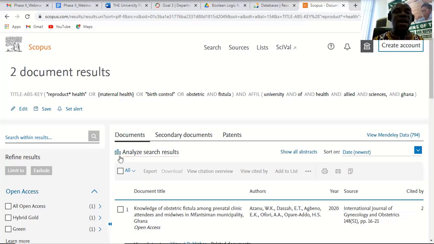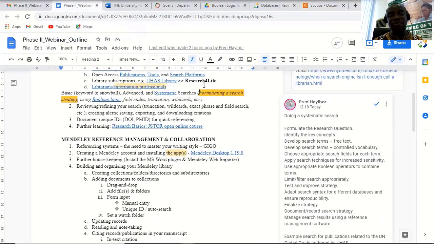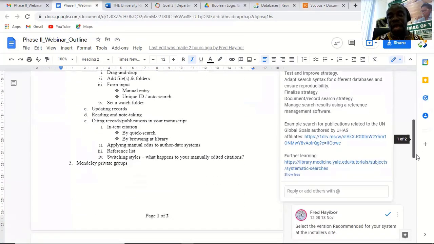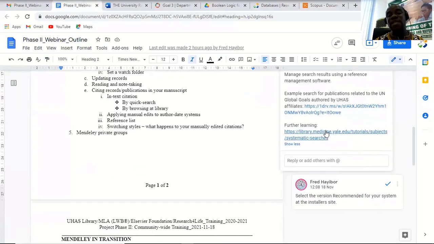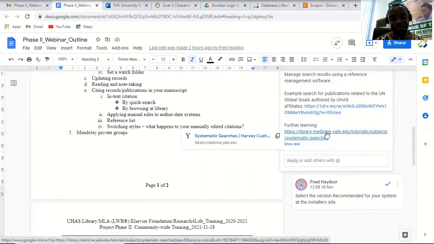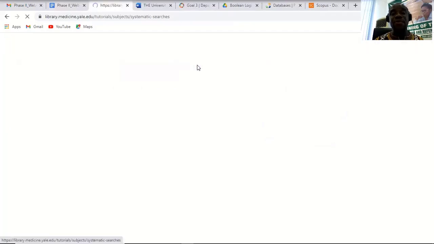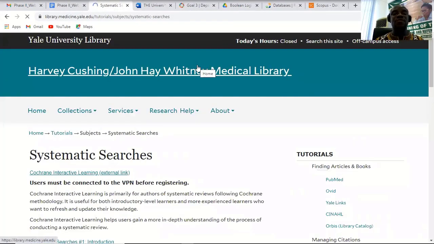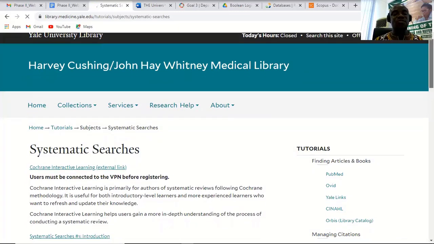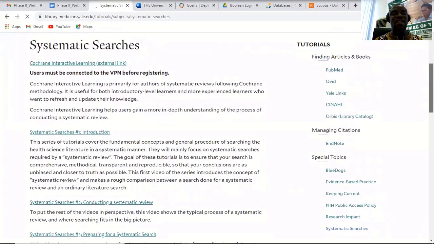So I'm going back to the outline just to share with you some other embedded items for the search. If you look into my comments again, you realize that I have added some links for further learning. This is the John Hay Whitney Library, all right? The interesting thing about this place is that it gives you video tutorials on how to conduct a systematic search, video tutorials on the step-by-step process. So there's an introduction, there's a video on it, systematic search, conducting a systematic review.